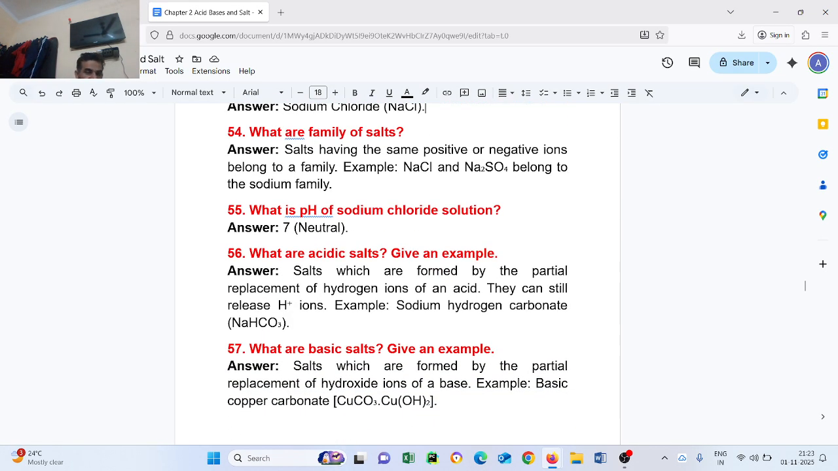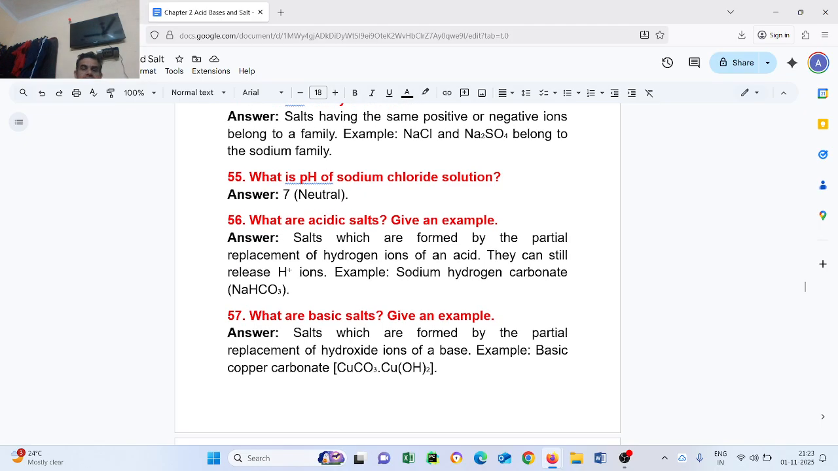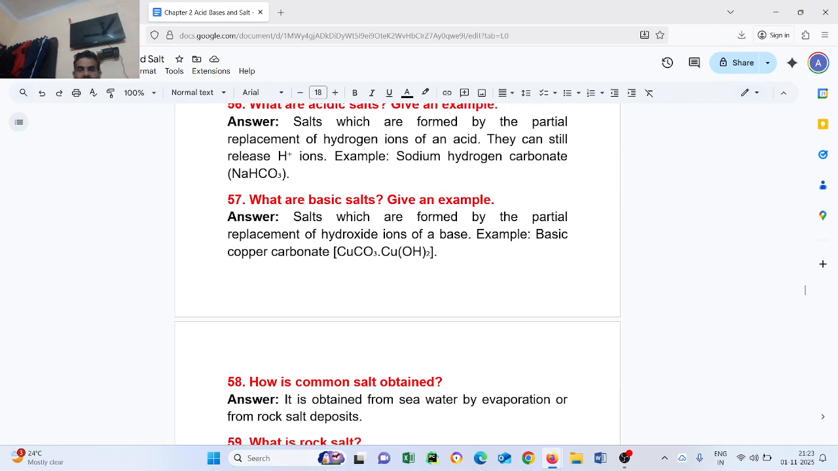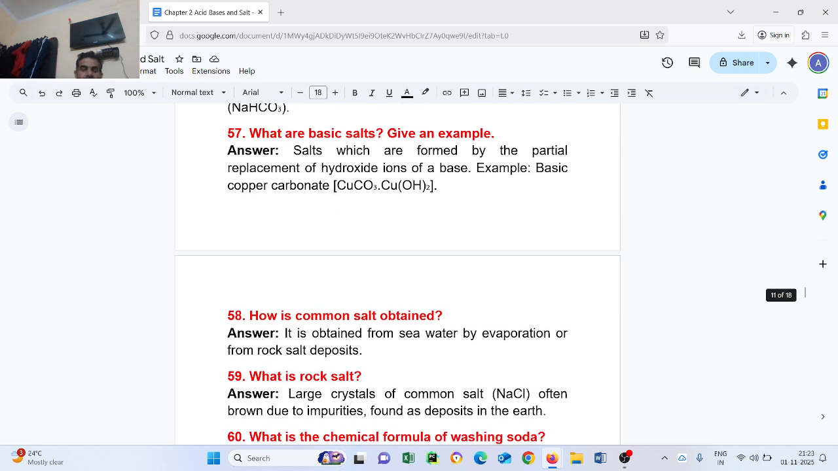Question number 57. What are basic salts? Give an example. Salts which are formed by the partial replacement of hydroxide ion of a base. Example: basic copper carbonate, CuCO3·Cu(OH)2. Question number 58. How is common salt obtained? It is obtained from seawater by evaporation or from rock salt deposits.